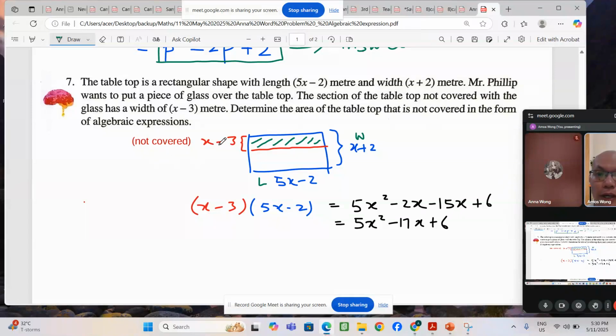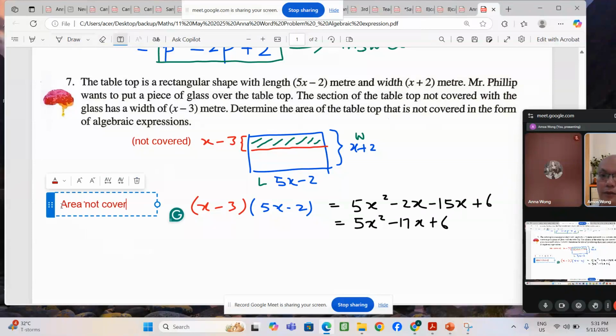Now the width not covered is x - 3, it's already given. And the length is not affected, the length is the full length here, 5x - 2. So the area not covered, we can form an algebraic expression: (x - 3)(5x - 2). So this is the area not covered by the glass.